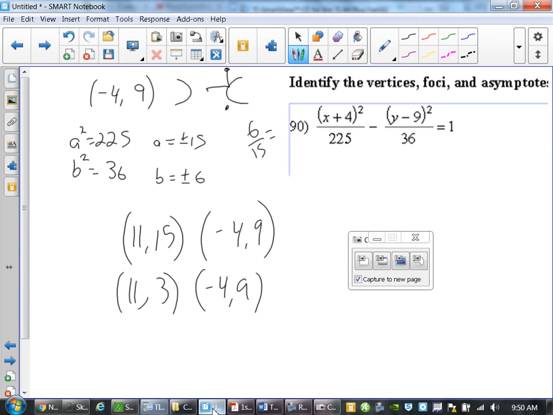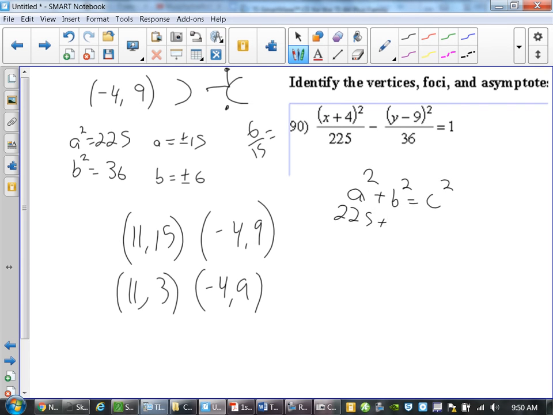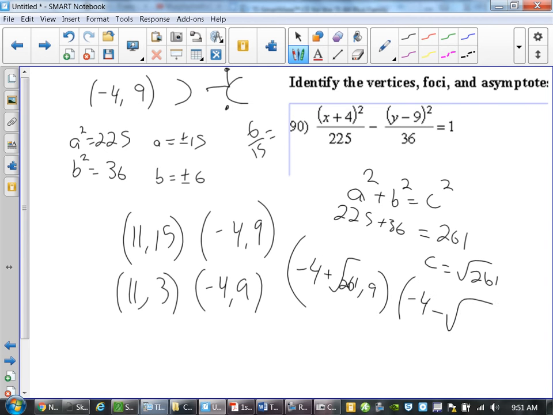Focus on this one. How do you get the C value for a hyperbola? Very good, you add them. a squared plus b squared gives you c squared. So 225 and 36, 261. So the c value is the square root of 261. Now you agreed that the hyperbola is going left and right, correct? To what value of the center do I have to add the square root of 261? The x or the y? The x, that is moving left and right. The y value stayed the same, so I know that my ordered pairs are -4 plus root 261, comma 9, and -4 minus square root of 261, comma 9.